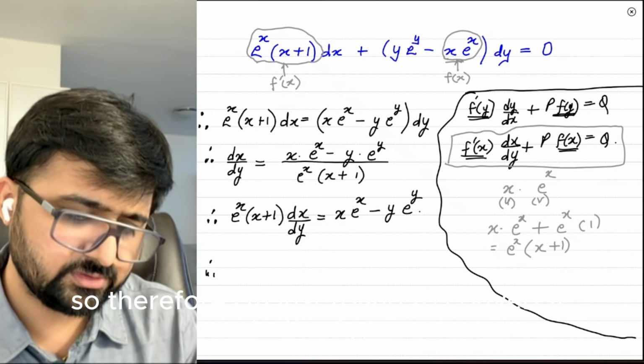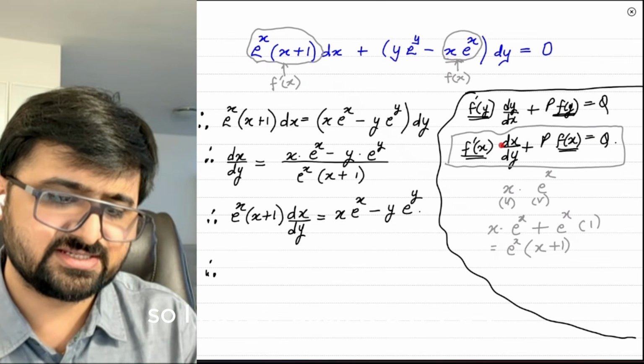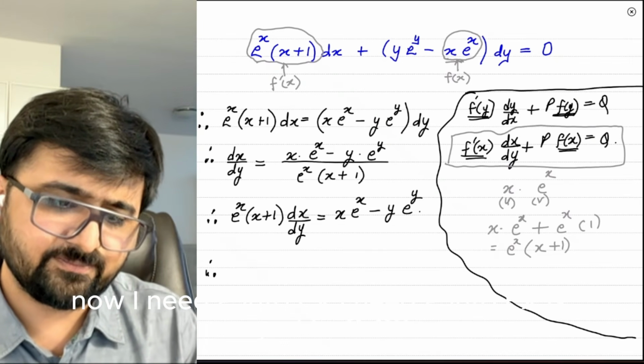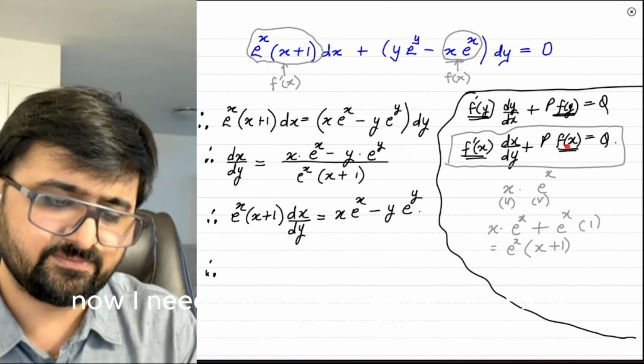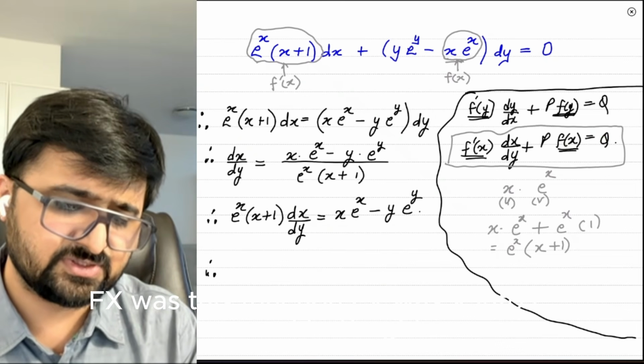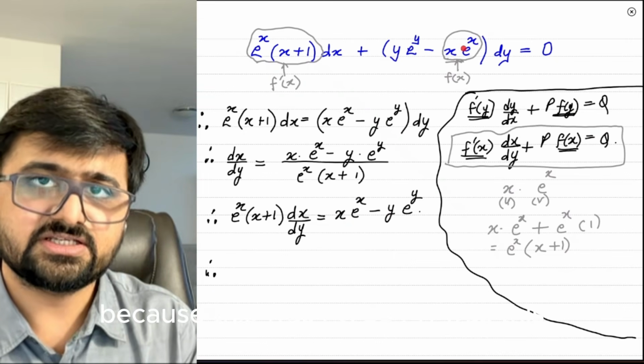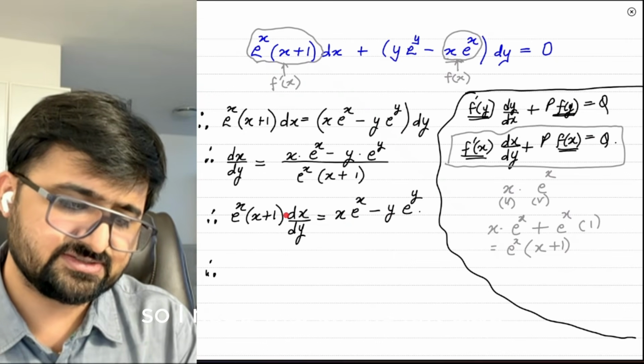So therefore, I'm just trying to convert it to this type. Okay. So I have f dash x dx by dy. Now I need p into fx. I need p into fx is equal to q. Okay. fx was this function. fx was x into e raised to x, right? Because this was fx. So fx was this. So I need this on the left side.